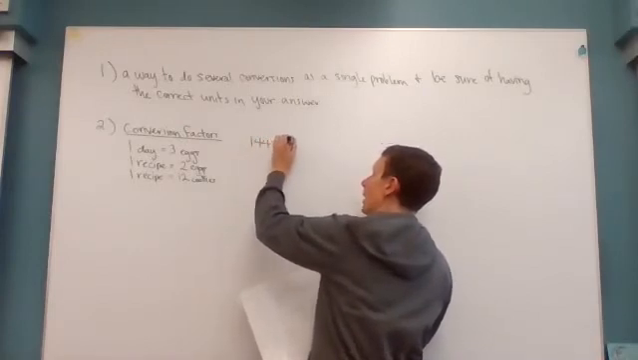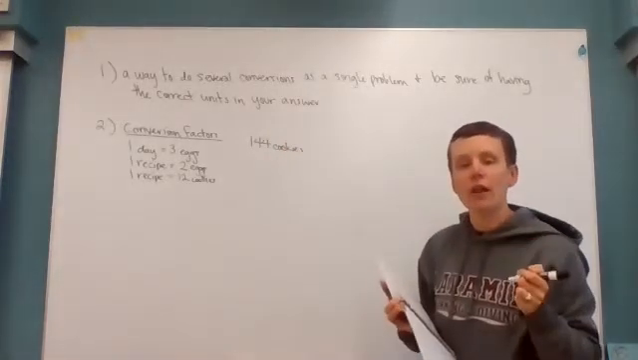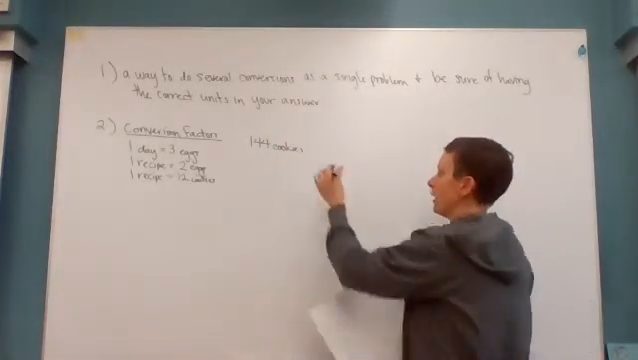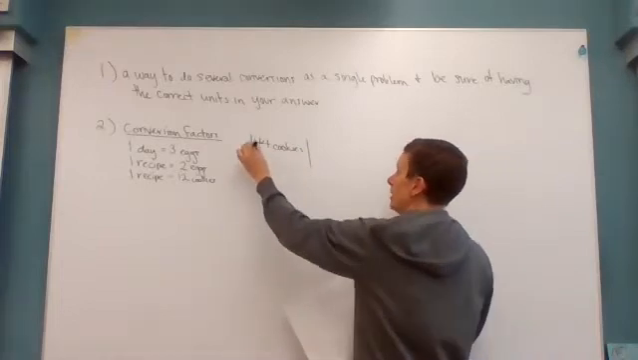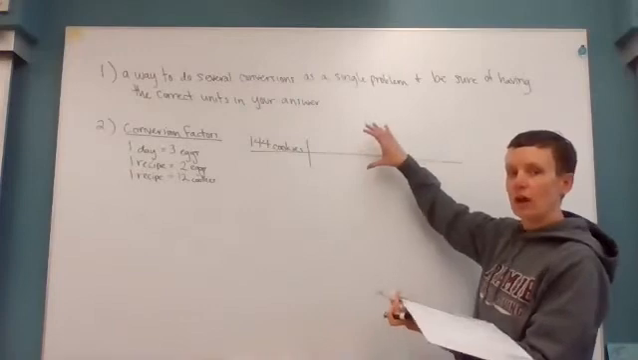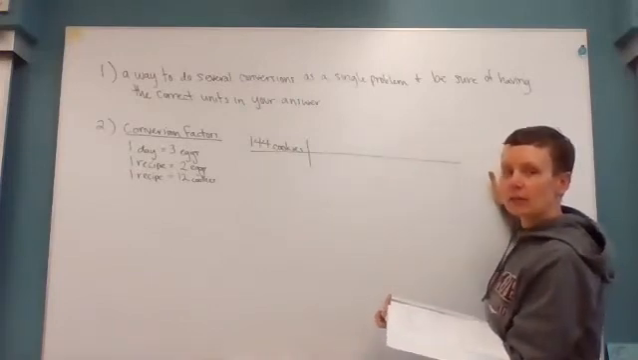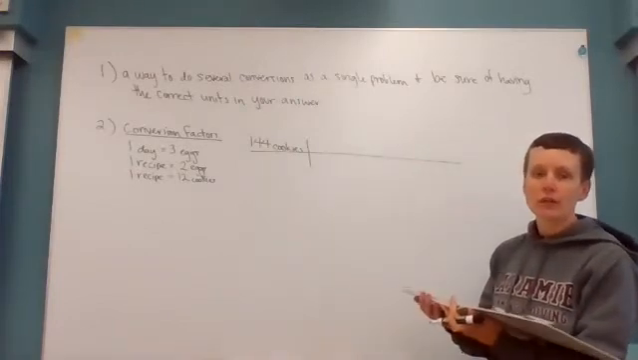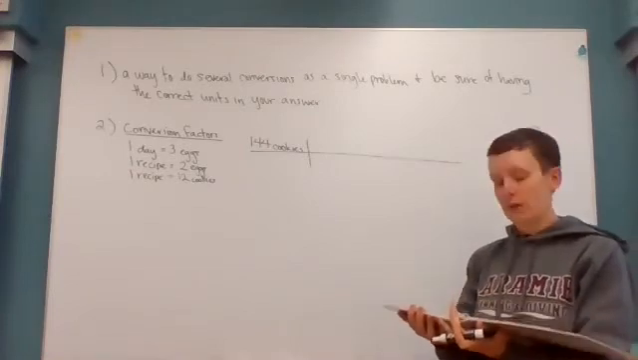So I'm just going to write that out, and then I'm going to draw what we call a factor label grid. Factor label grid is a vertical line and then a horizontal line, and we're going to add our conversion factors along this line and then get an equal sign on this end, and that will give us our answer. Okay, and I'm going to show you how to use this.